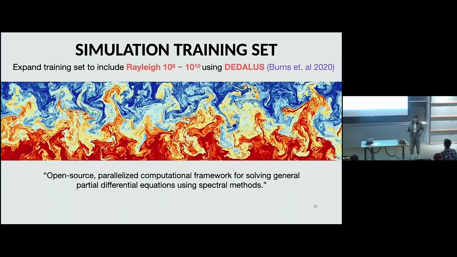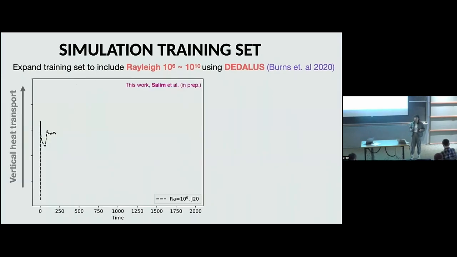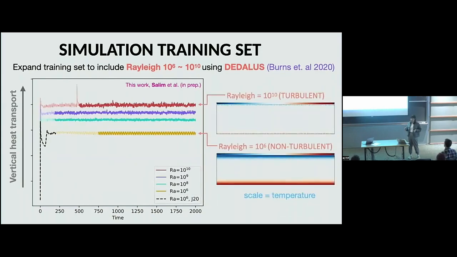And we ran a suite of simulations from non-turbulent, which is Rayleigh numbers of 10 to the 6, to very turbulent, which is Rayleigh numbers of 10 to the 10. And this is important because the previous study, which we are basing our work on, only considered non-turbulent simulations of Rayleigh 10 to the 6, whereas our simulations cover a broader range of vertical heat transport, and so it gets to more turbulent regimes.